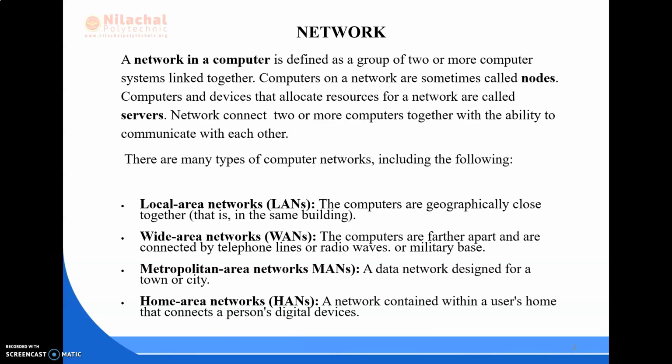We use some communicating devices, telephone lines, cables, or wireless devices, with the help of which we can connect one system with one or more systems. At the last comes the home area network, or HAN. Here, a network is contained within the user's home that connects personal digital devices. We can say the Bluetooth connections of households are examples of HAN, or home area networks.